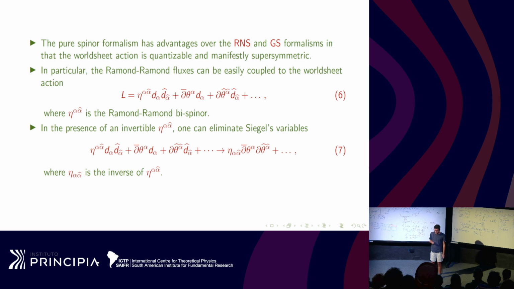In particular, the Ramond-Ramond fluxes can be easily coupled to the worldsheet action given by equation 6, where P alpha alpha hat, the first term in equation 6, is a Ramond-Ramond bispinor. It encapsulates all the Ramond-Ramond fields by coupling with gamma matrices. In the presence of an invertible Ramond-Ramond flux, one can eliminate Siegel's variables because you get a quadratic action for the d hat. So you can integrate over d, and then you get something like equation 7.